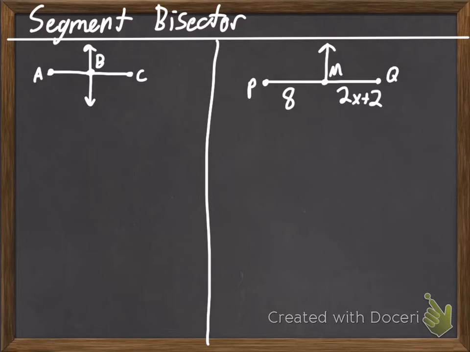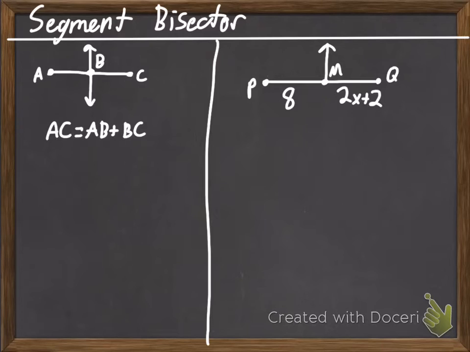So let's talk about segment bisectors. Here we have segment ABC, and it's being bisected by line B. But we don't actually know that yet because it's not indicated. Now, from our definitions, we know that bisect means cut in half. So if we bisect AC, that means that AC is cut in half. So we know that AB plus BC is going to equal all of our AC. If we take the two halves and add them together, we'll get the whole.